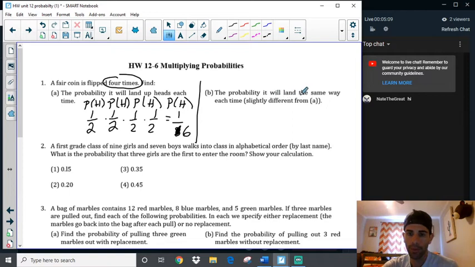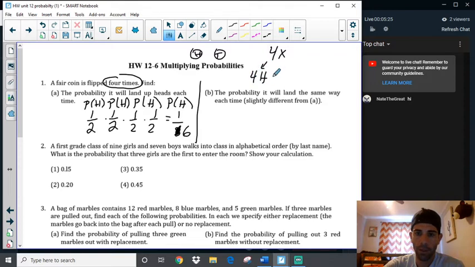Find the probability it will land the same way each time. Well, think about it. If you're going to land the same way each time, so again, it's happening 4 times, a coin only has a heads and a tails. So you can either get 4 heads or you can get 4 tails. Okay, this is where this comes in now.